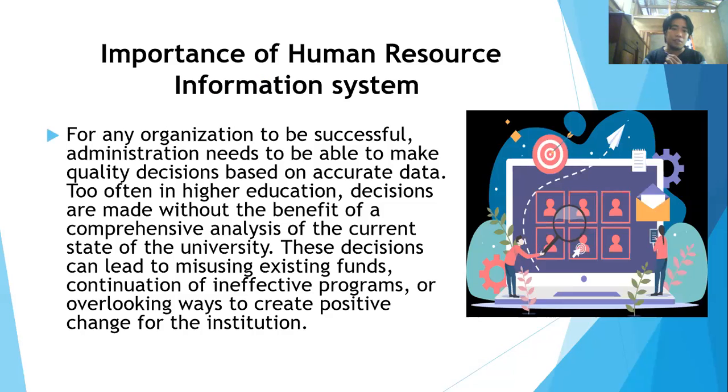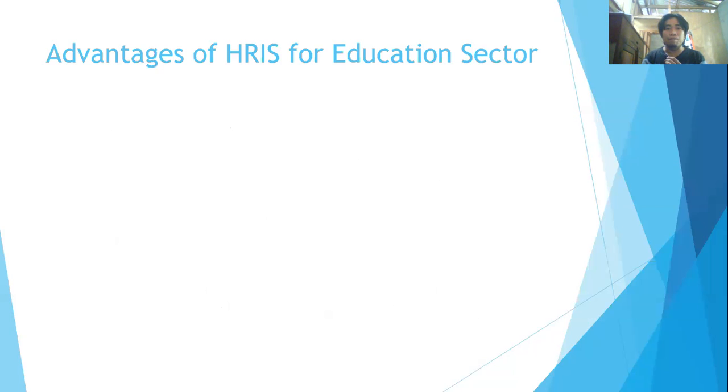Too often in the higher education system, decisions are made without the benefit of a comprehensive analysis of the current state of the university. These decisions can lead to the misuse of existing funds, continuation of ineffective programs, or overlooking the ways to create positive change for the institution. This is why it is so important that we have the human resource information system.